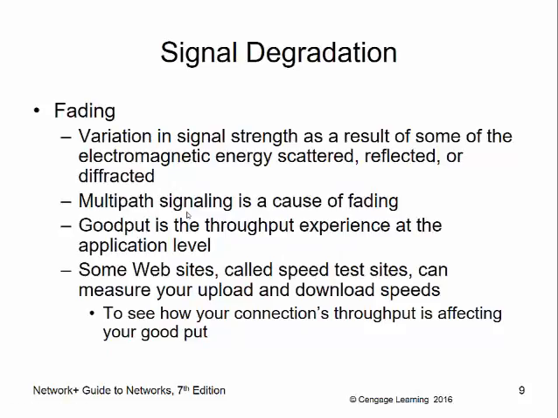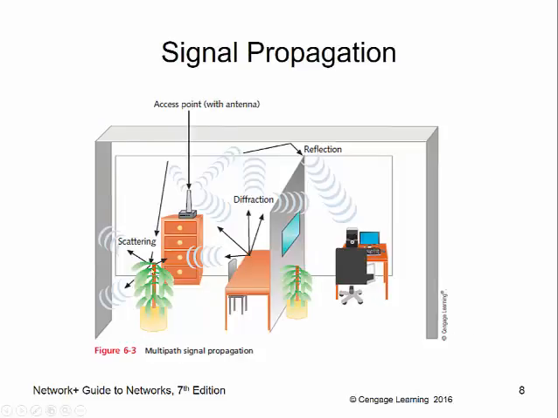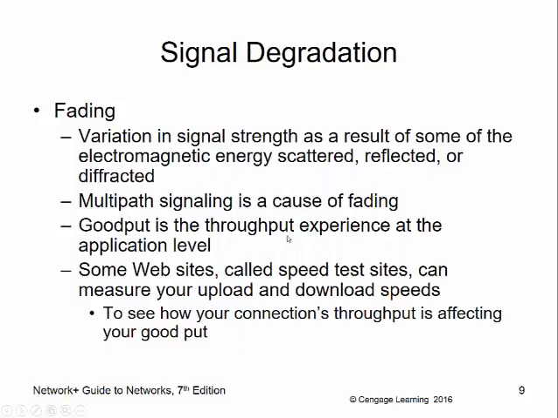Now, our signals do degrade over time, and we saw this. As stuff gets scattered and reflected, there's going to be some signal degradation there. So it can fade, which just basically means it gets scattered, right? I may have a good signal, but if it's passing through things, I'm not getting the signal I thought I was getting.